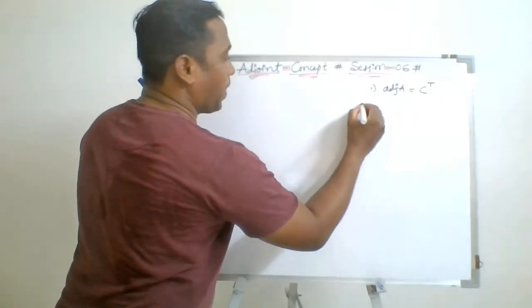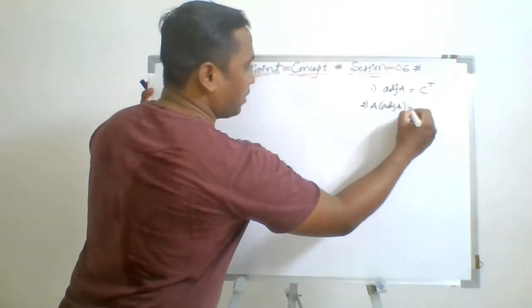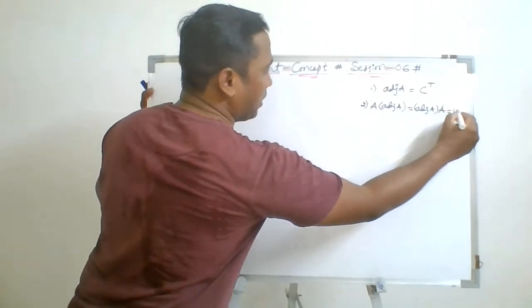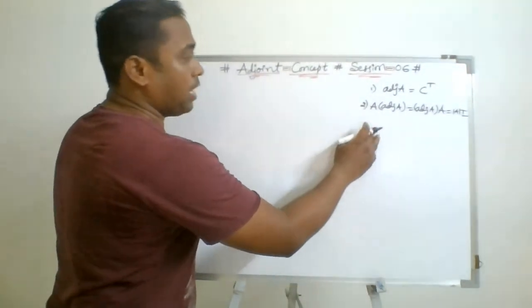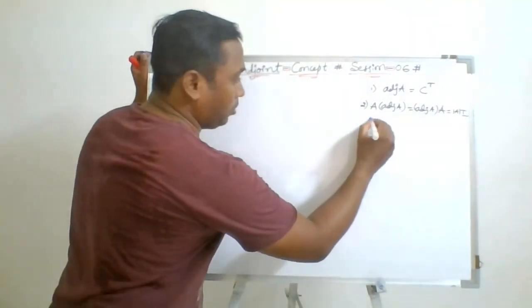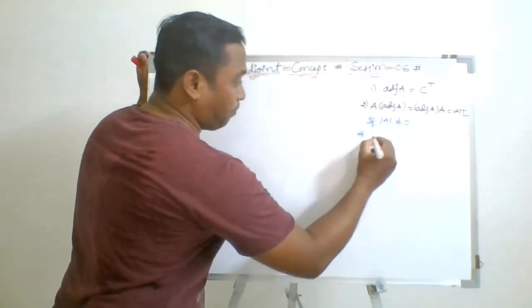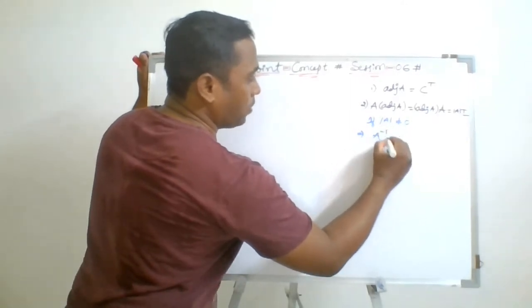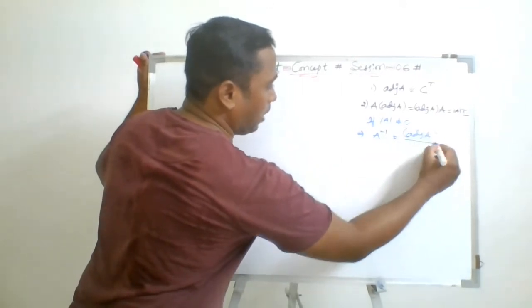The point number 1. Point number 2, which we have discussed, A into adjoint A is equal to adjoint A into A is equal to what? Det A into I. It is an important result. Based on this, we have derived some important results, but the condition, if determinant of A is not equal to 0, then we can say the inverse of the square matrix, we have derived the formula. Inverse of square matrix is simply adjoint A by det A.